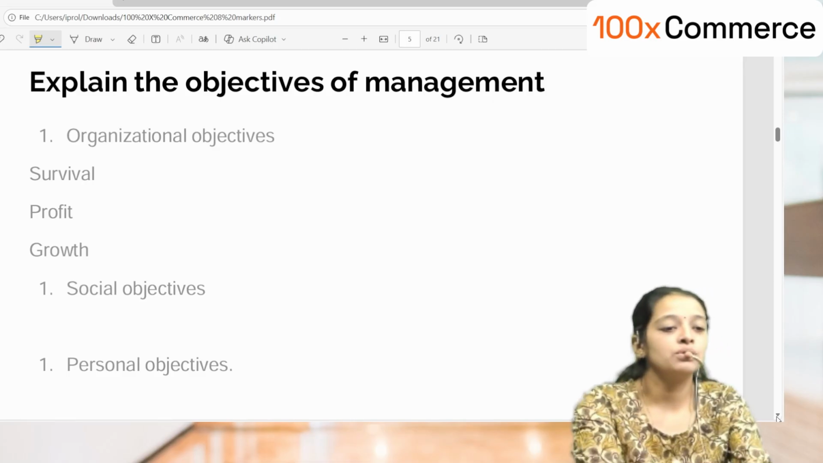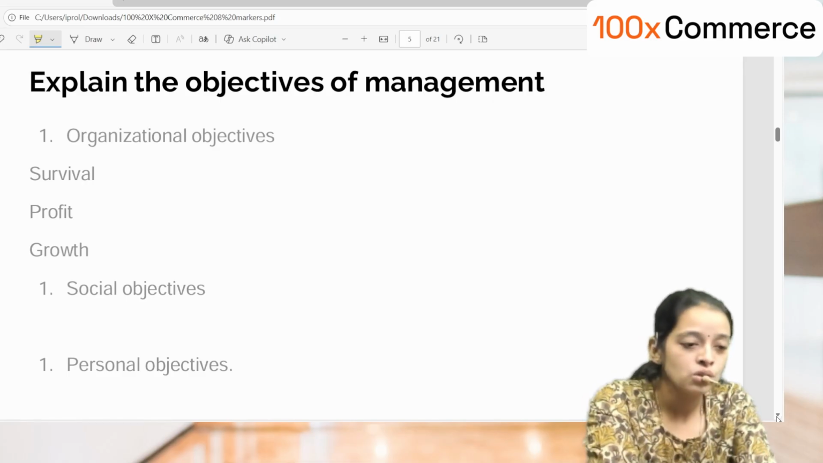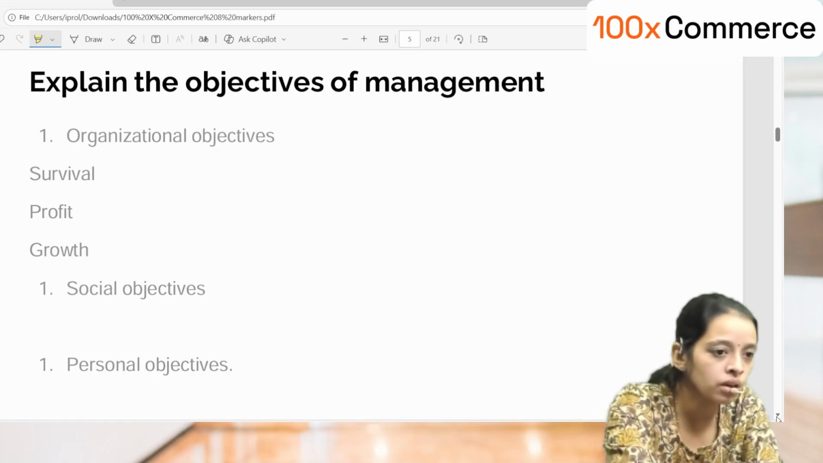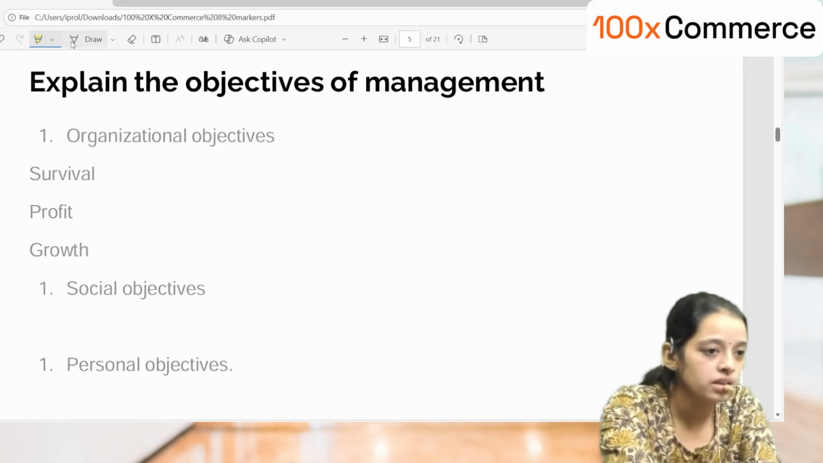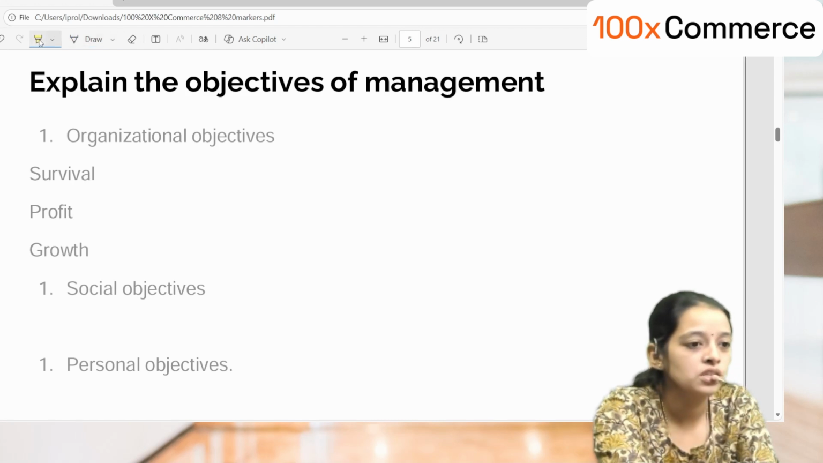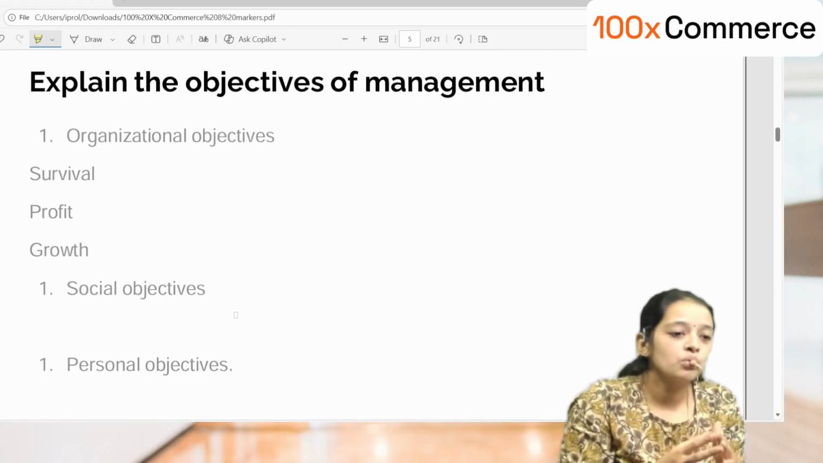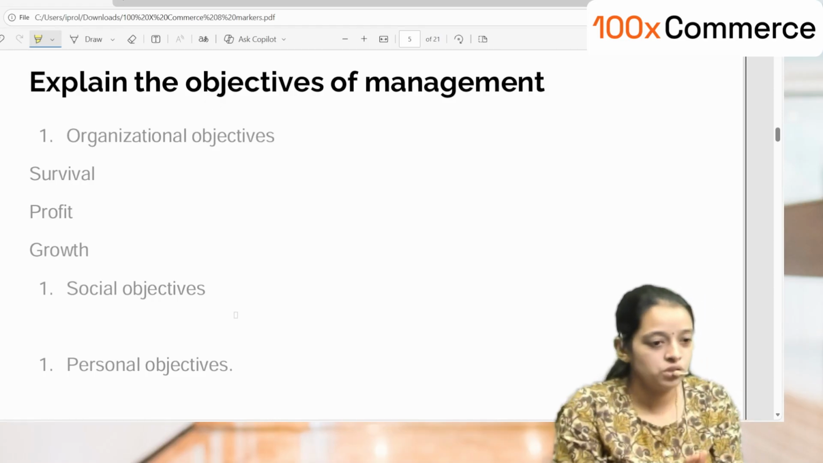Next one, coming to the social objective. So what is the social objective all about? Social objective is something related to society. Anything that is related to society, we can call it a social objective. Say for example, providing employment opportunities to the people, protecting the environment, not polluting the environment. So these all are what? These are the social objectives.